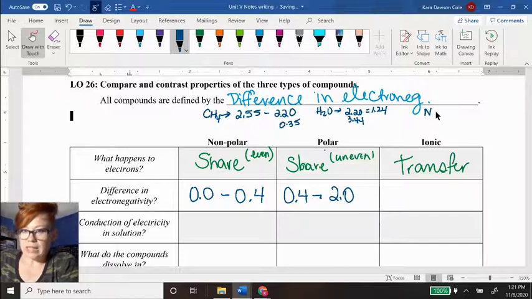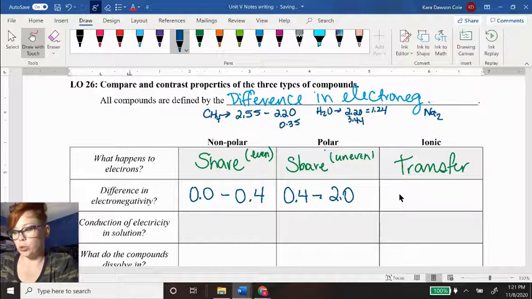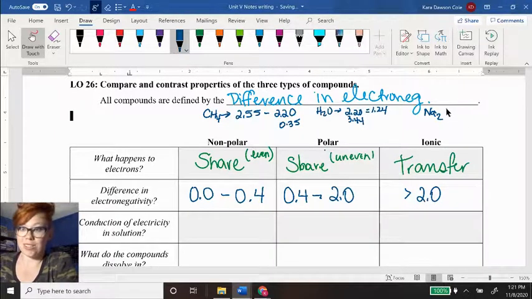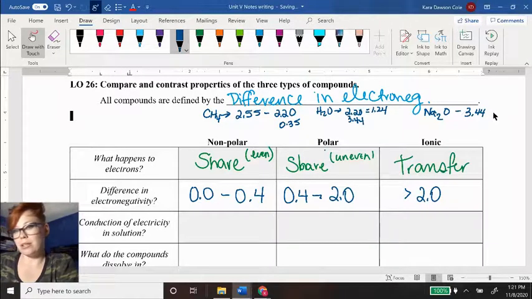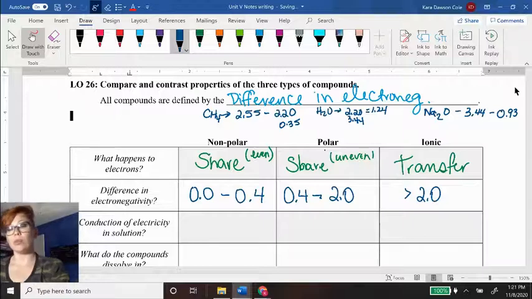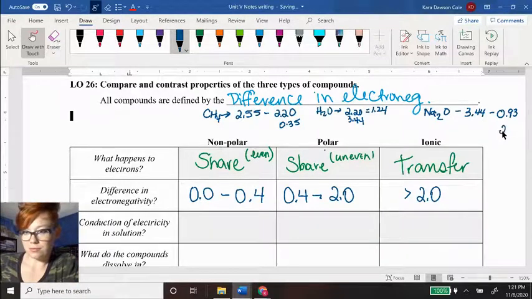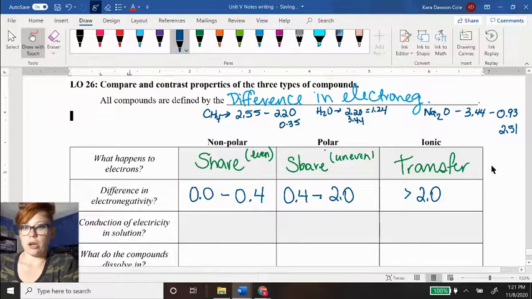And then for ionic, it's going to be anything greater than 2.0. So for instance, sodium and oxygen. If sodium and oxygen come together to form a compound, again, oxygen's value is 3.44, whereas sodium's value is 0.93, which is a difference of 2.51. So that falls within the ionic range.